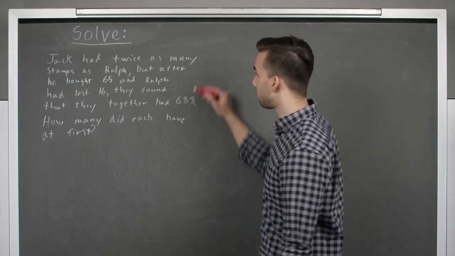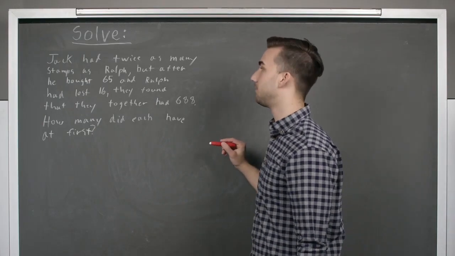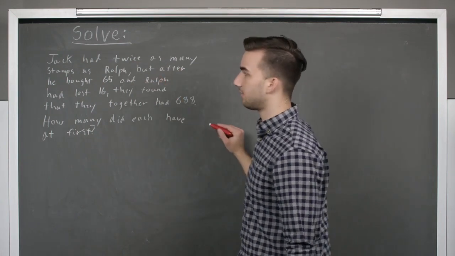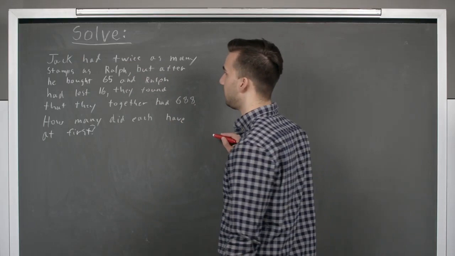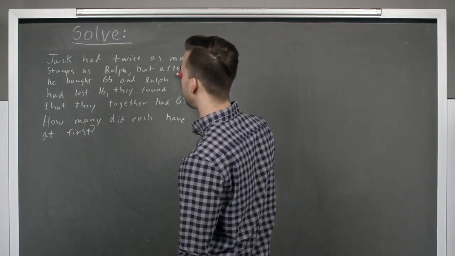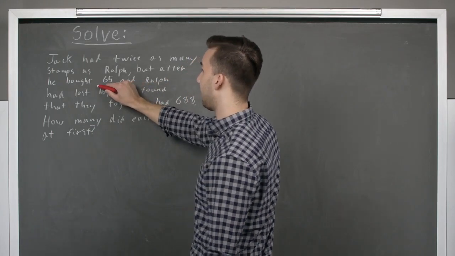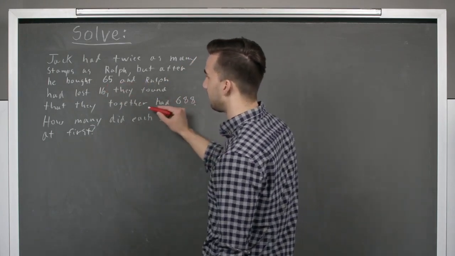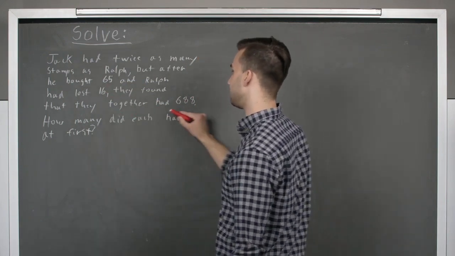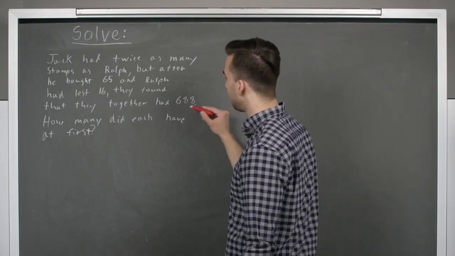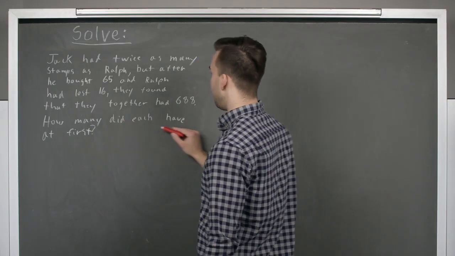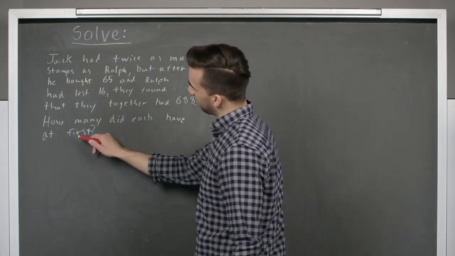So let's just look at the problem again. Let's see what numbers they give us. So Jack had twice as many stamps as Ralph. That's important. What that'll probably mean is we can write it as 2x or something like that. But after he bought 65, we'll probably add a 65 there. And Ralph had lost 16. We'll probably subtract a 16 from somewhere. They found that they together had 688. And we'll probably write it as equal to 688. And then here we just have what they're asking for.